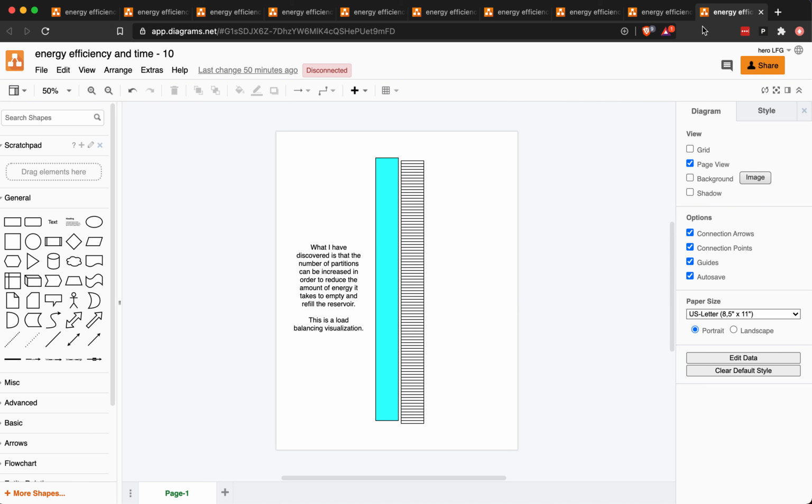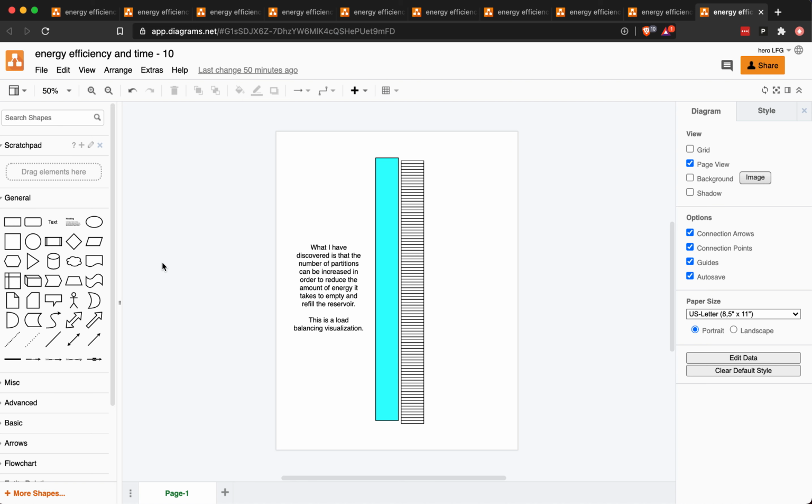So let me just give you a peek at the end. What I've discovered is that the number of partitions can be increased in order to reduce the amount of energy it takes to empty and refill the reservoir. This is a load balancing visualization. So what you have, in general, is a system.